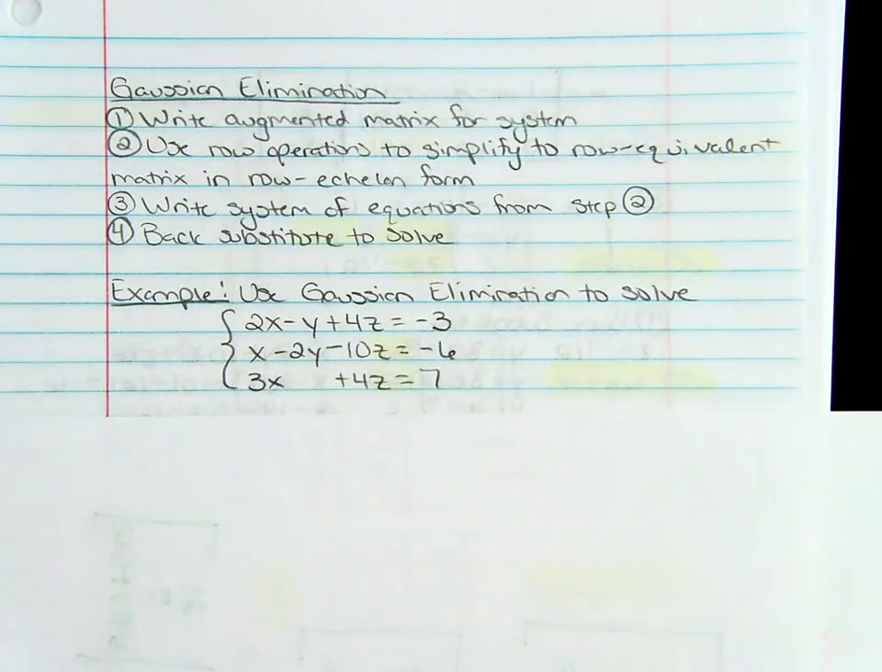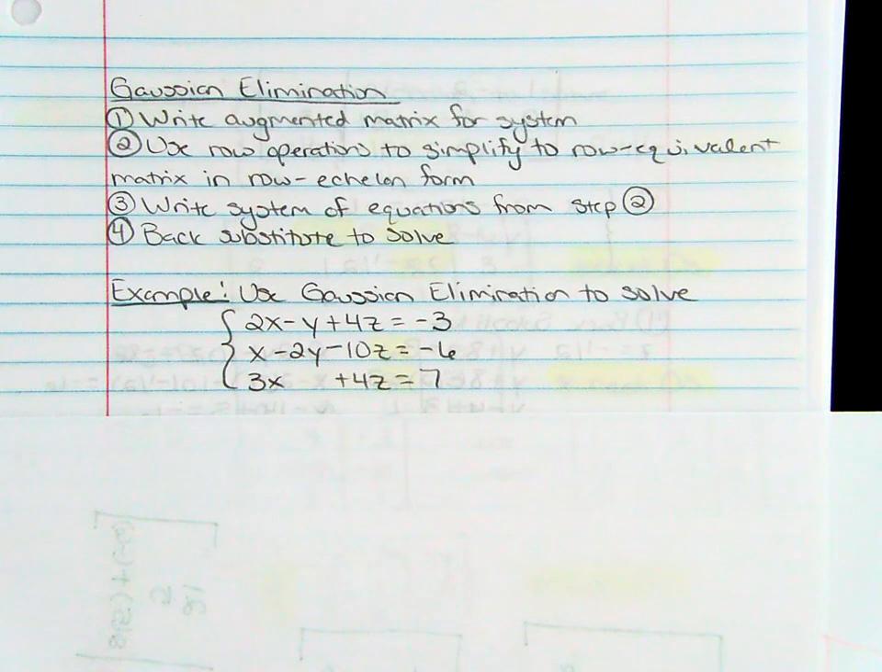His name is Gauss. And so his system for doing this is known as Gauss elimination or Gaussian elimination. It allows us to solve systems of equations regardless of size simply by making a matrix and using the row operations to get a row equivalent matrix to row echelon form.